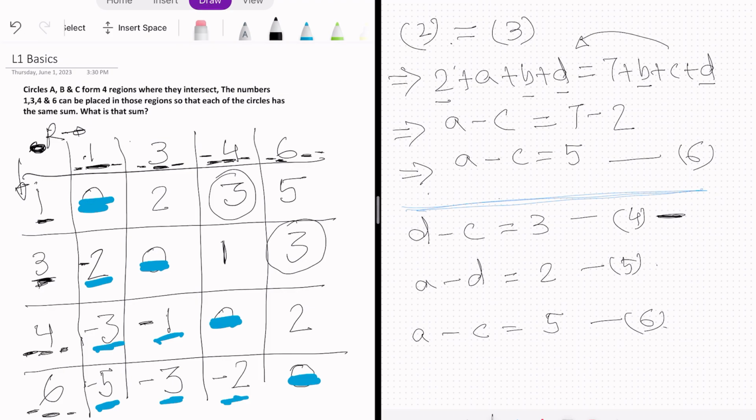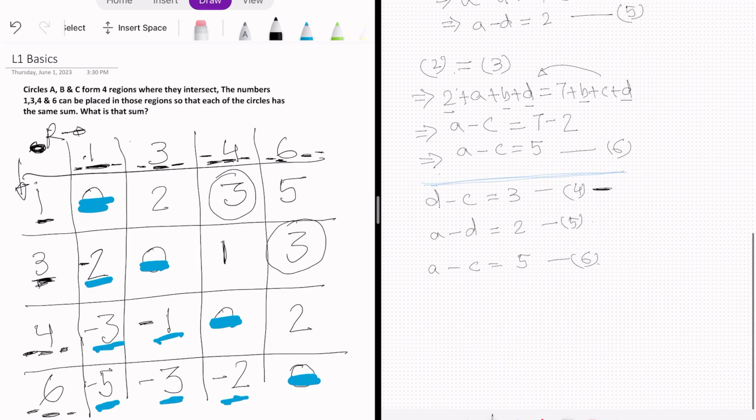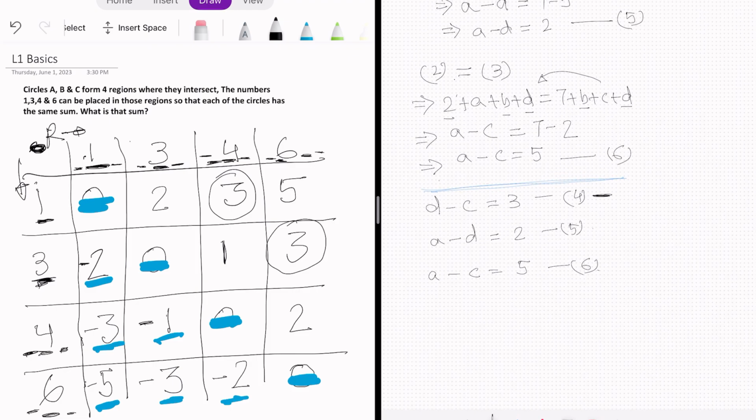So from equation 4, I see that there are only 2 ways in which I can get a difference of 3, which is either 4 minus 1 or 6 minus 3. So if 4 is true, then from 4, D is either 4 or 6.